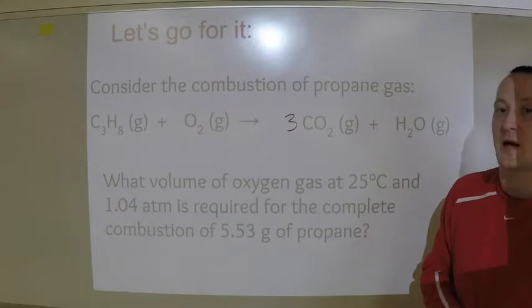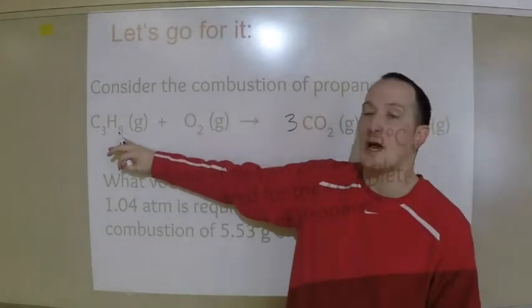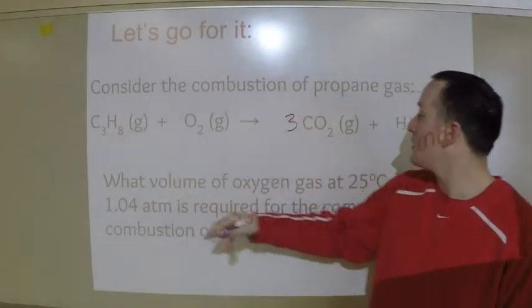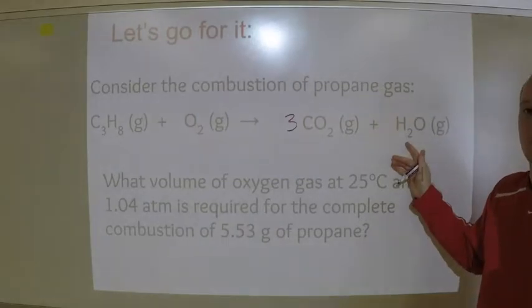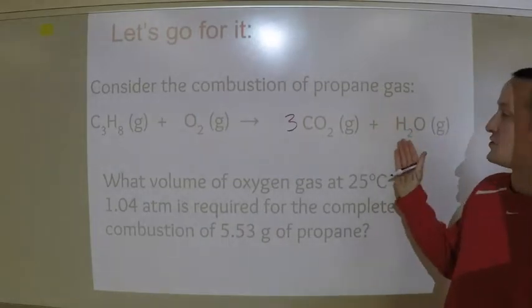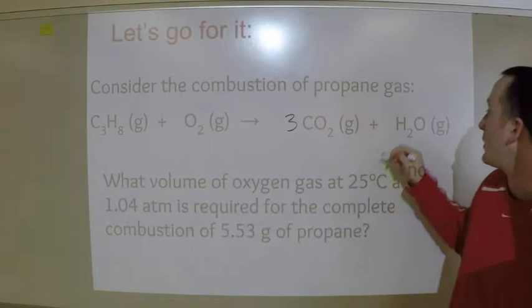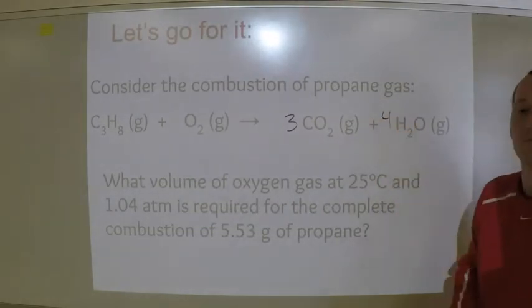Next thing I'm going to balance is my hydrogens. So over here I have 8 hydrogens on the left side of this equation. On the right side I only have 2. So I need to get this side from 2 up to 8. So I'm going to put a 4 right here.